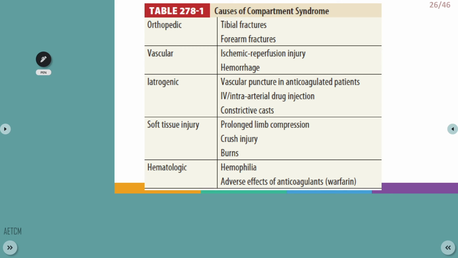Vascular causes like ischemic reperfusion injury or hemorrhage. Iatrogenic causes like vascular puncture in a patient who is on anticoagulation, or any IV or intraarterial drug injection that is leaking through the vascular structure, or any external constrictive dressing, or soft tissue injuries, prolonged limb compression, crush injury or burns to that site. Then hematological causes like hemophilia or any adverse effects secondary to anticoagulants.